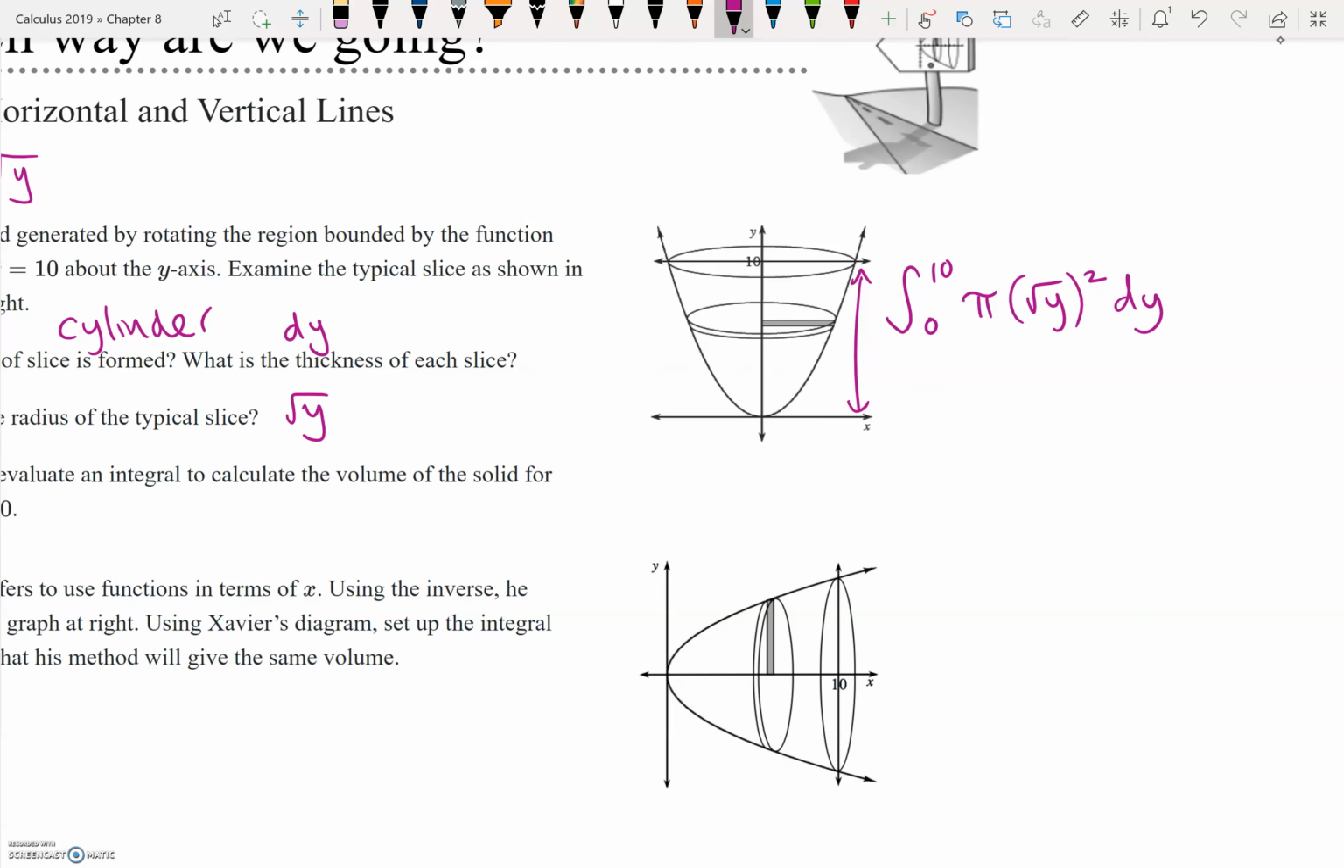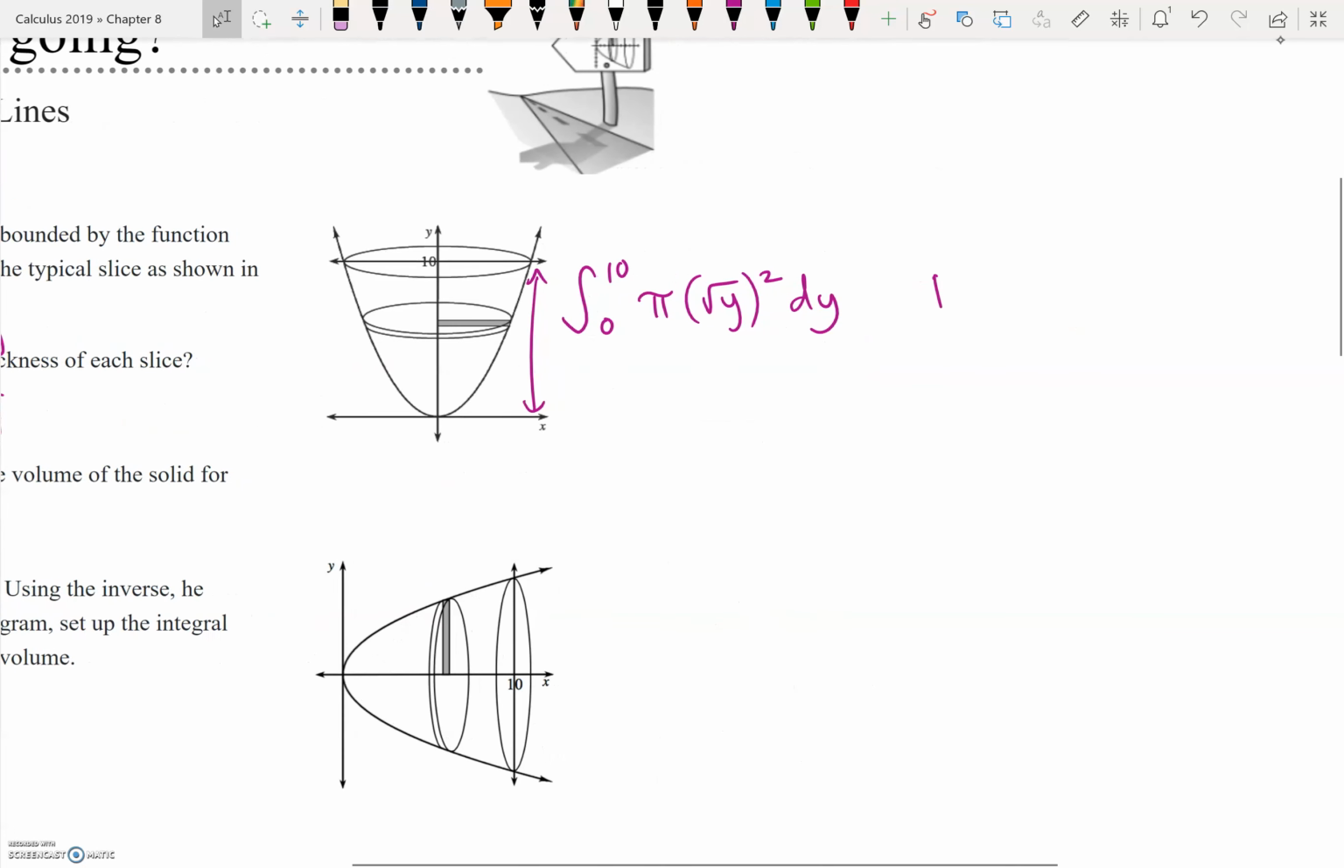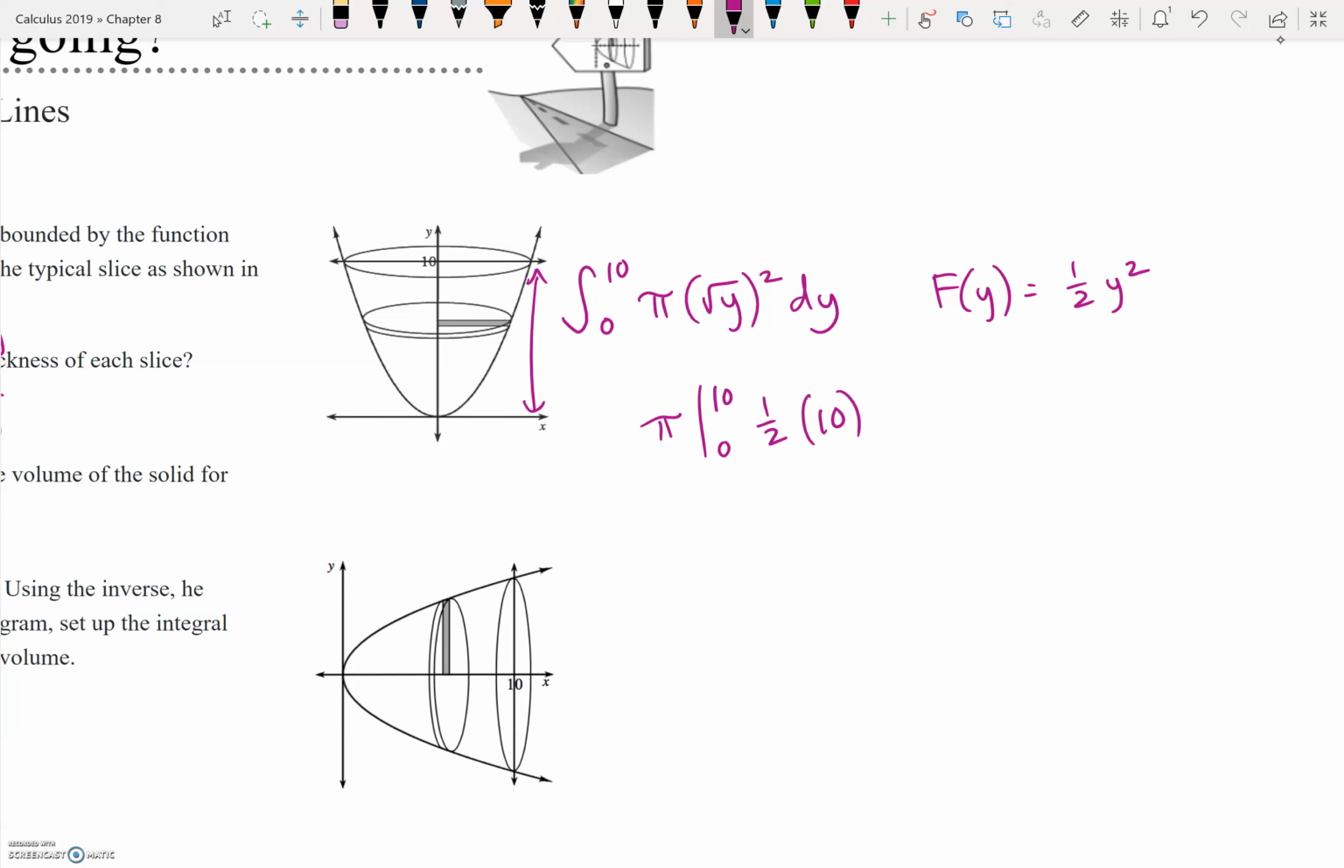The square root of y squared is just y, so the antiderivative of y is 1/2 y squared, which means that we could take the pi out of our integral because that's just a number. So from 0 to 10 of 1/2 times 10 squared minus 1/2 times 0 squared, but that doesn't matter. So that's 100 cut in half, and that's going to be 50 pi units cubed.